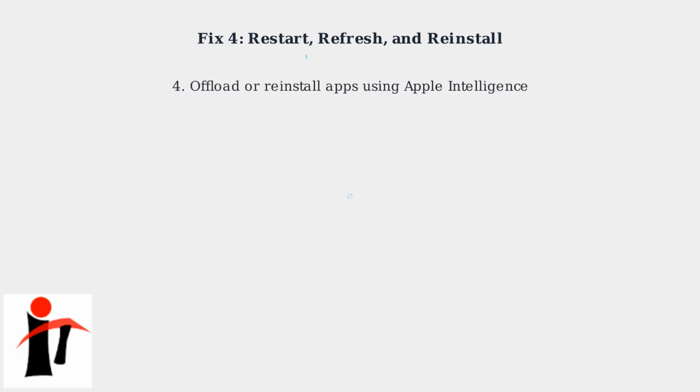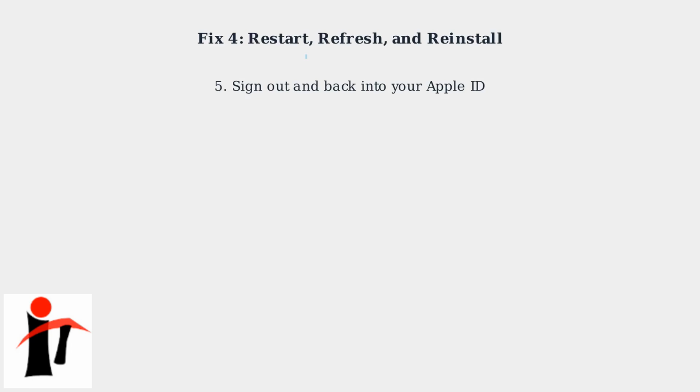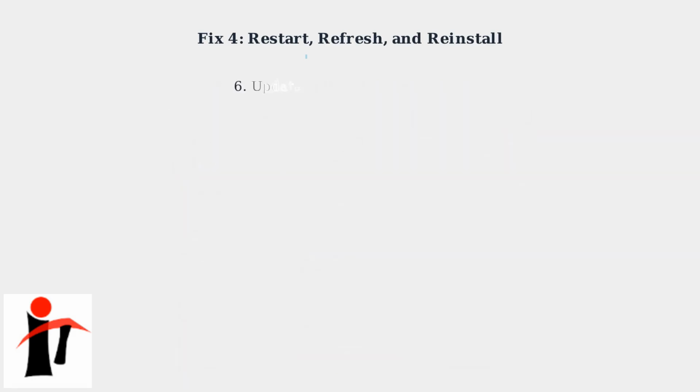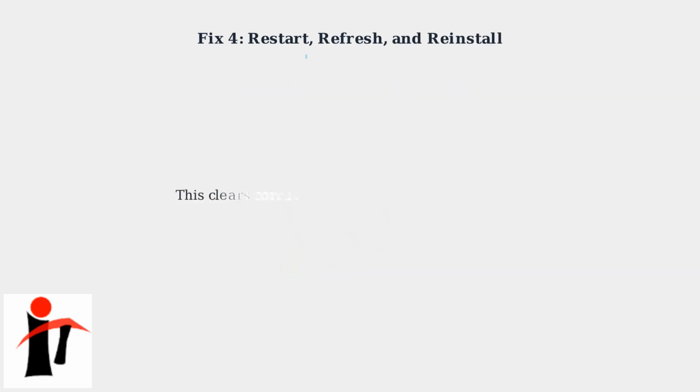Go to Settings, General, iPhone Storage to offload or delete apps that rely on Apple Intelligence. Then reinstall them from the App Store to get fresh versions. In Settings, tap your name at the top, scroll down, and sign out. Wait a moment, then sign back in with your credentials. This refreshes your cloud services connection. Check for updates in the App Store, specifically for system apps like Siri and shortcuts. Updating ensures you have the latest versions with bug fixes. These steps help clear any corrupted cached data and give Apple Intelligence a fresh start on your iPhone.